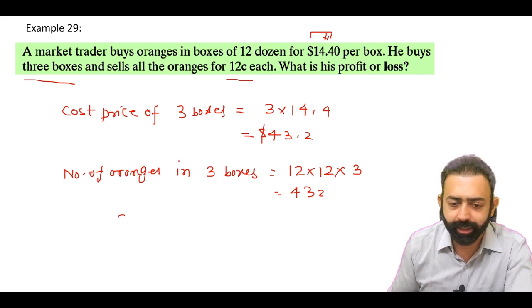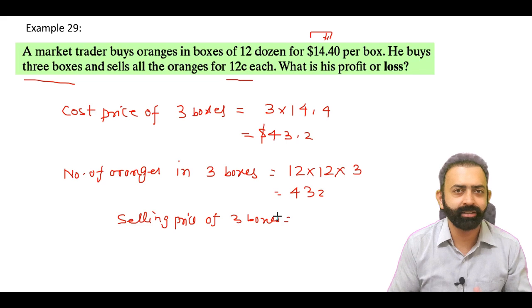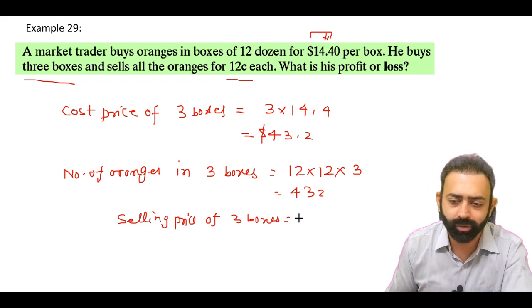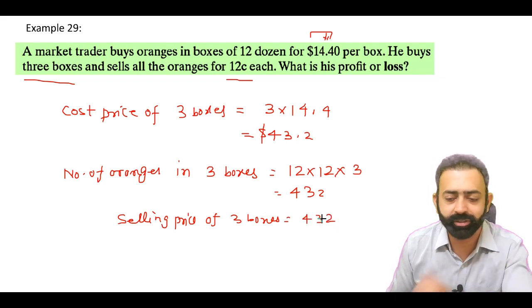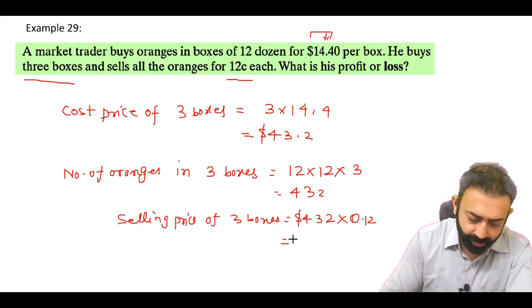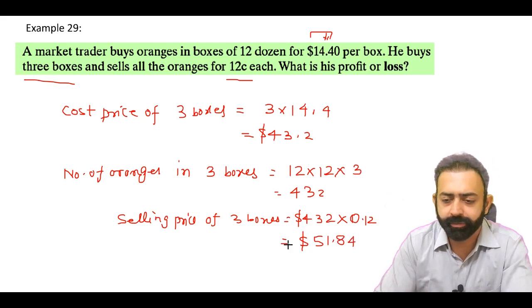Selling price of 3 boxes. If I'm saying the selling price of 3 boxes, I mean the selling price of 432 oranges, and the selling price of 1 orange is 12 cents. So the selling price of the 3 boxes will be 432 multiplied by 12 cents, meaning $0.12. This is giving me $51.84.